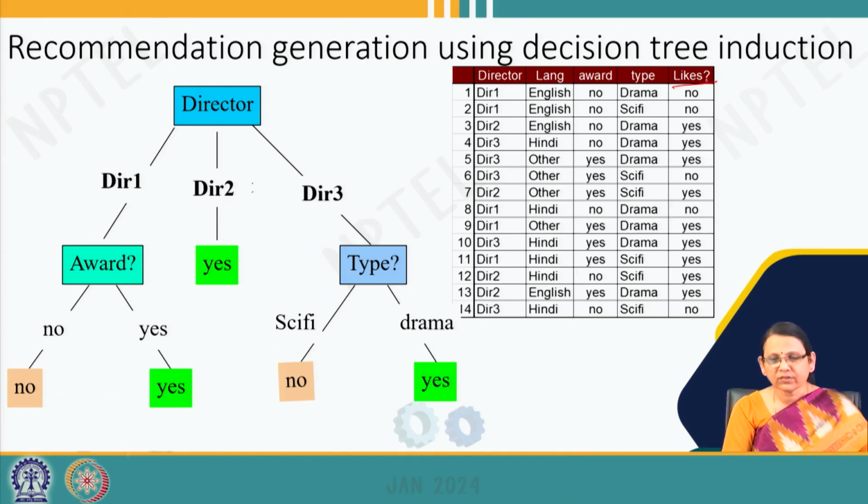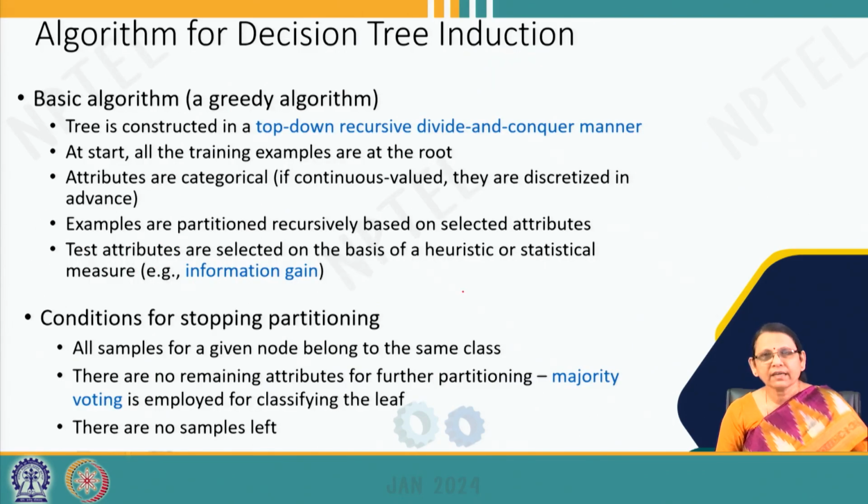So, now the question is, why director has to be there at the root? Why not language, award or type? It appears that this attribute language is not appearing here at all. So, on what basis all these decisions are made? Now, for coming to this attribute selection criteria, we already have known about few attribute selection criteria, and few such we are going to hear for making this split.